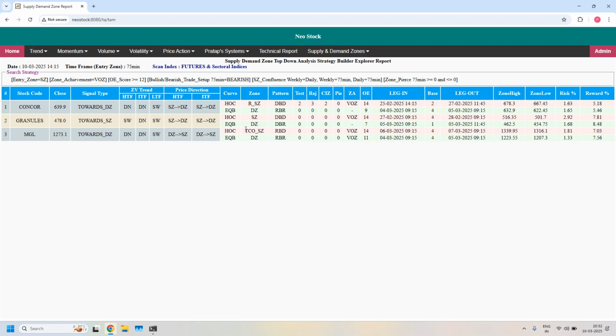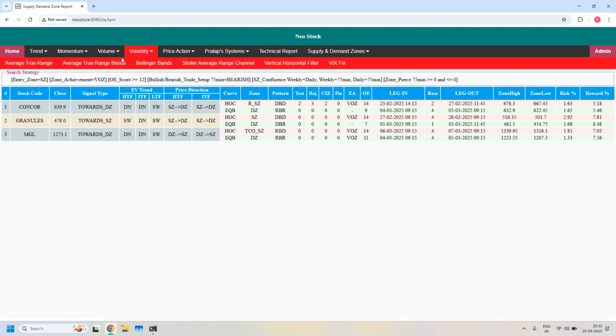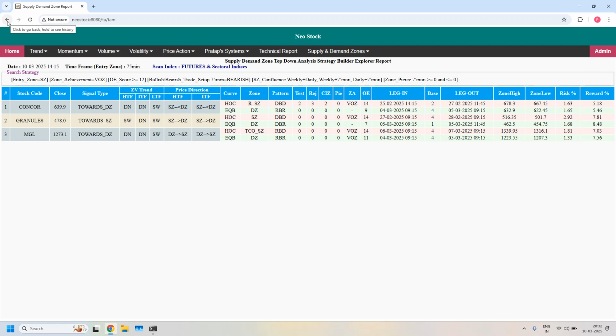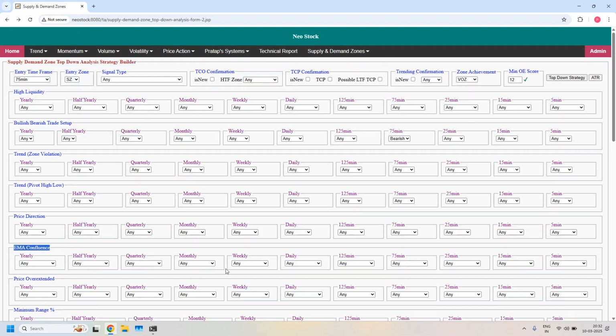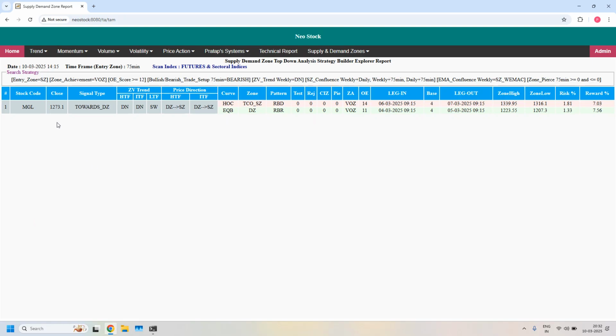In these 3, these 75-minute supply zones are overlapped with daily, both together overlapped with weekly. Weekly trend, HTF trend is down in 2 stocks. Let's check in these 2 whether weekly EMA confluence is available on weekly supply zones. So checking weekly supply zone having weekly EMA confluence, the trend on the weekly should not be sideways. It should be downtrend because it is a bearish trade setup. 1 stock is filtered. So this is an even more high probability trade setup supported stock.